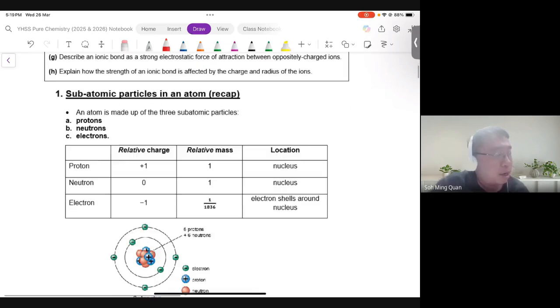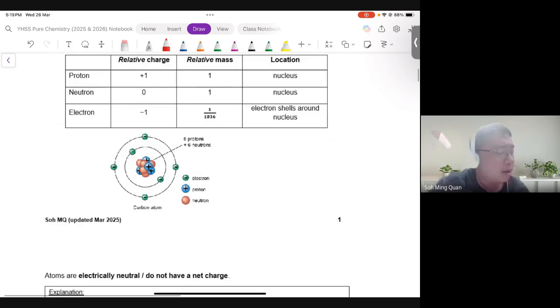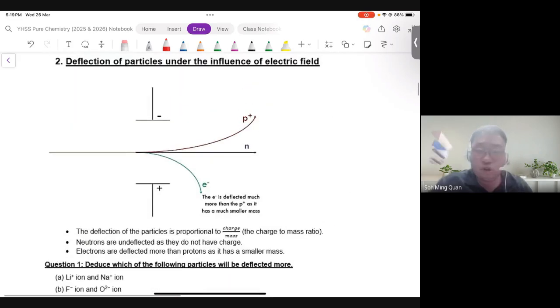Now, every set of notes will start off with a recap. Over here, I'm recapping the three subatomic particles in an atom: protons, neutrons, and electrons, which of course differ in terms of charge, mass, and location within the atom. This one I trust we can read and get the recap. Let's move on to page 2.